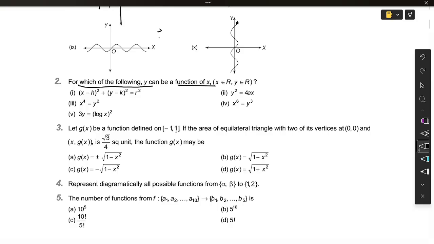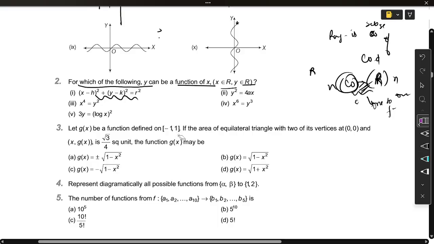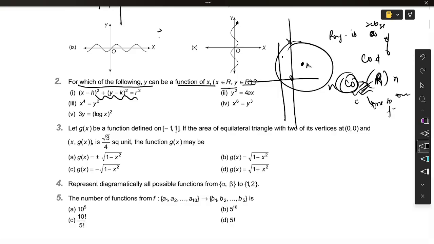So basically I can sense that this function forms a circle, because the equation is the standard equation of a circle. Considering like this, let's suppose here comes (h, k), then here is a circle. So for one value of x I have two values of y. Anywhere I have one value of x, I have two values of y. So this is not a function, definitely. This is not a function in x.